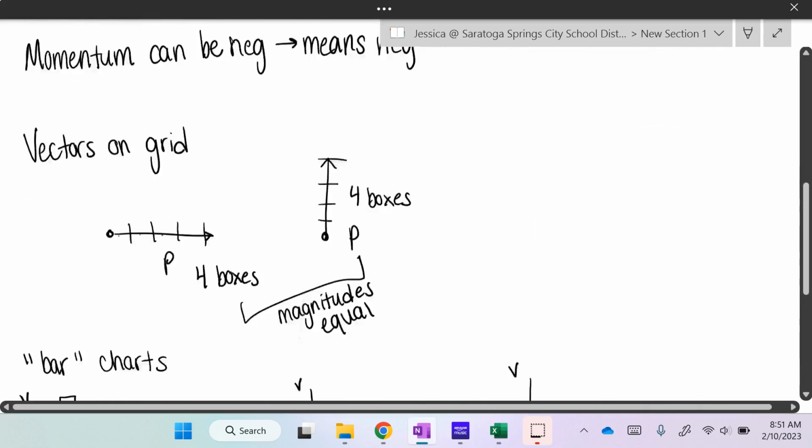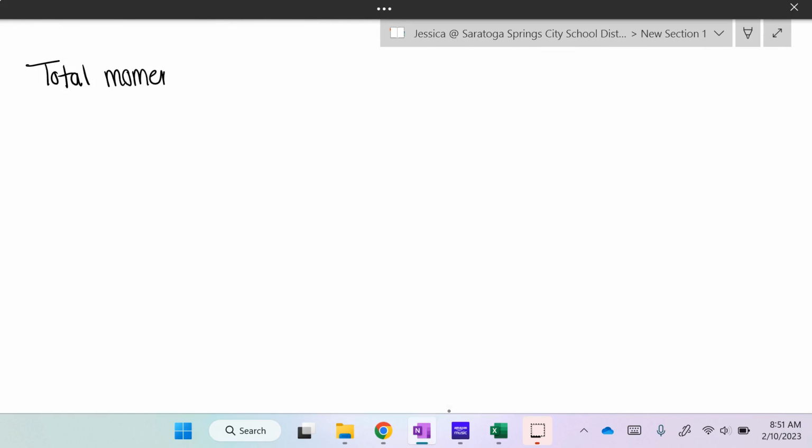So that's momentum of single objects, but what if we have multiple objects in our system, right? So we have our total momentum of our system. And we know from math class that total usually means add, right? But because momentum is a vector, we have to make sure that we're doing vector addition, which means we take into account the direction.